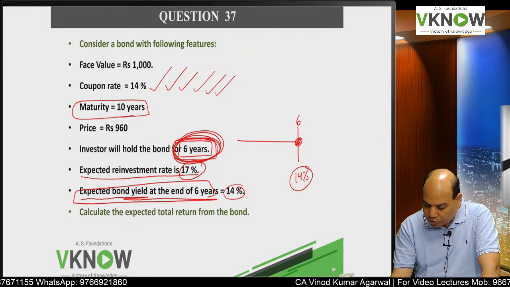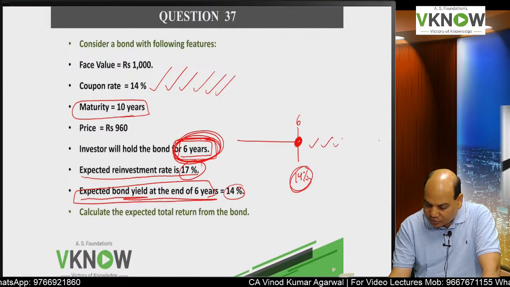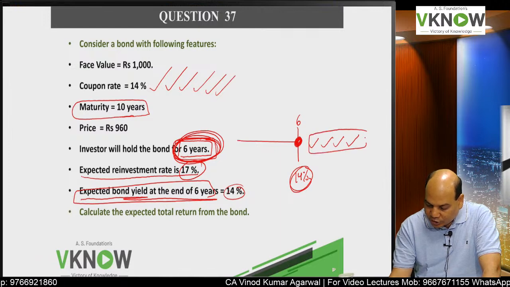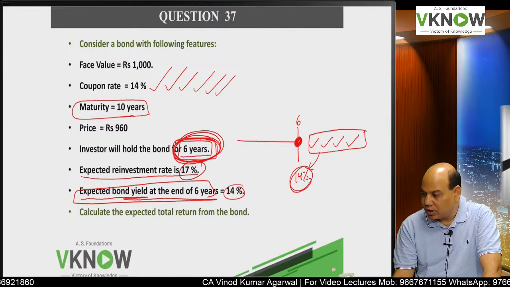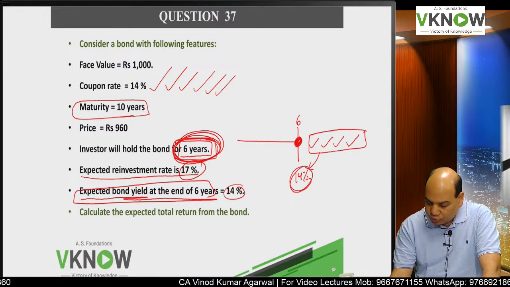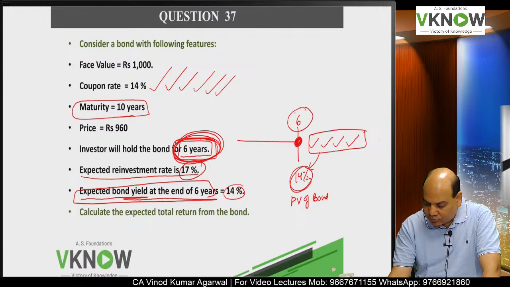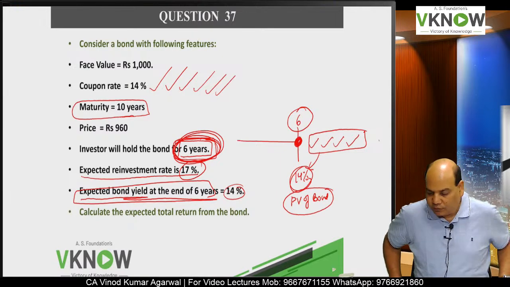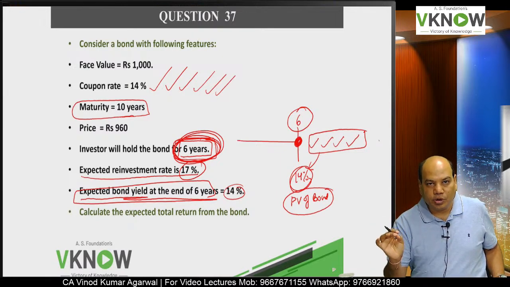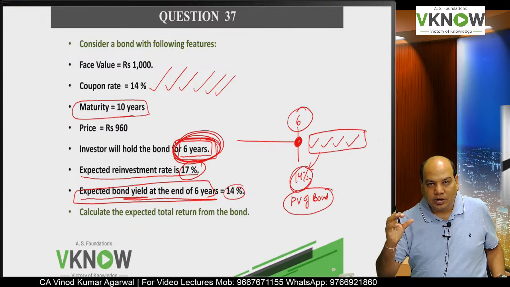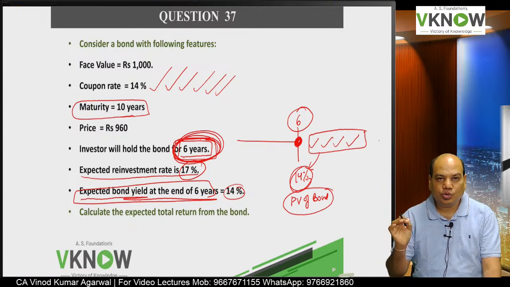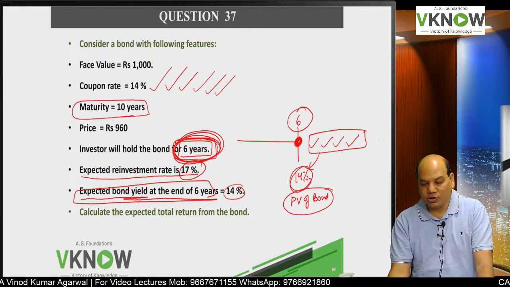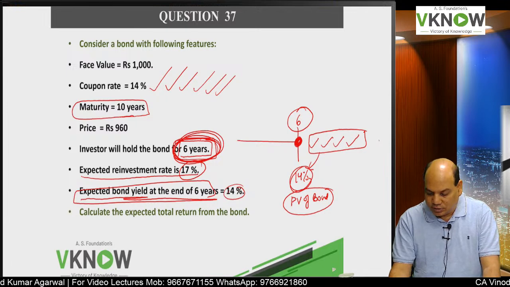So the value of the bond will be calculated at the end of 6 years by calculating the present value of the remaining cash flow, which will be discounted at the rate 14%. I have to calculate the present value of the bond at the end of 6th year, because the investor is going to sell the bond after 6 years. For that, I will discount the remaining cash flow using 14% discount rate, which is the expected yield after 6 years.